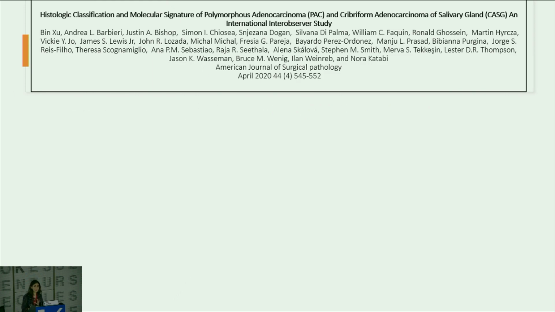To investigate further whether these two tumors are separate or the same entity, we did this international study where we distributed digitalized slides of 48 cases of the spectrum of this tumor to 25 head and neck pathologists. And we asked the pathologists to classify these tumors into three categories: conventional polymorphous adenocarcinoma, conventional cribriform adenocarcinoma, and tumor in between with indeterminate morphology.